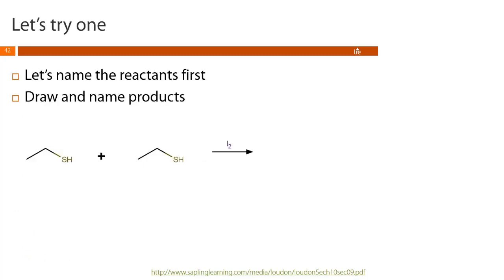Okay, let's try an example. So go ahead and pause this video and name your organic reactants, and then draw and name your organic product. Okay, so we have a pair of ethane thiol reactants, and we're going to remove a pair of hydrogens, 1 from each thiol group, and then we're just going to connect our sulfurs together to form diethyl disulfide.